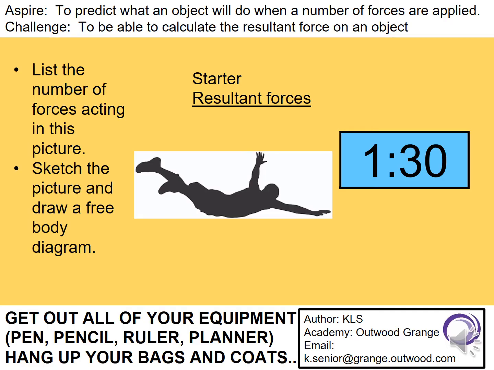First of all, the title of Resultant Forces underlined nicely in the middle. I'd like you then to sketch a diagram of a free-fall character, and underneath it I'd like you to list the number of forces that are acting in this figure. And to do that, I'd like you to use your knowledge from the first lesson in this sequence to draw a free body diagram and label the forces involved in that.